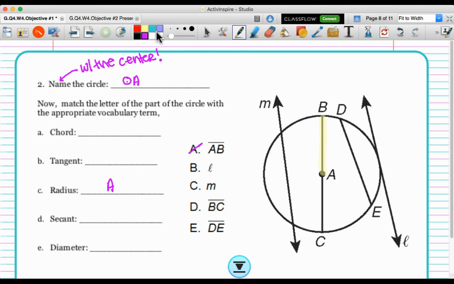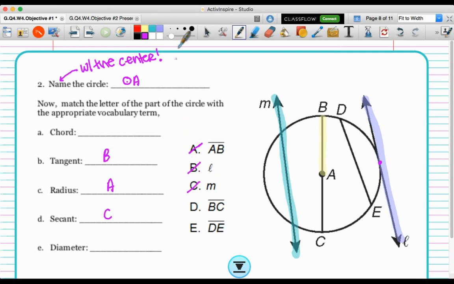Line L. Here's line L. What is that? Oh, that's outside and it only touches the circle at one point, that point of tangency. That is a tangent. So this is a tangent. What about line M? Oh, it hits it twice. It's a line that goes through the circle. That is a secant. So C is a secant.